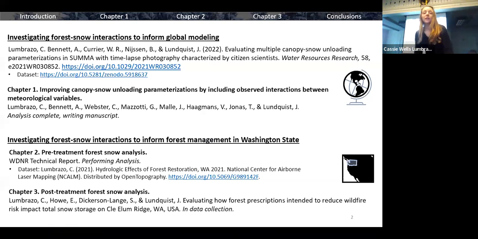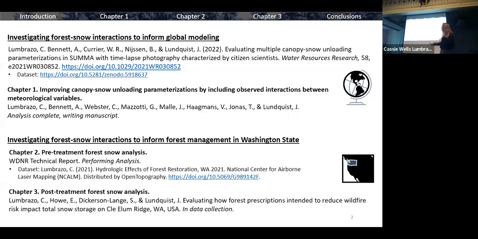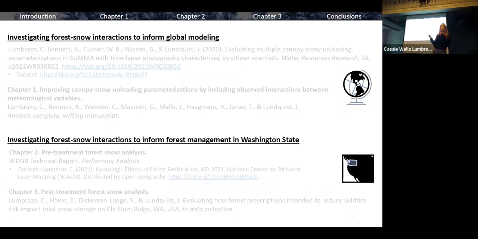Okay, so this is a really big outline of what's happening, but I want to simplify it for you. Well, first, I should probably give you my title, actually. It is investigating forest-snow interactions to inform global modeling and forest management. So there's kind of two pieces here. There's the global modeling perspective, and then there's the forest management perspective. So this is the big outline, but I want to just focus in on investigating the forest-snow interactions from two different perspectives.